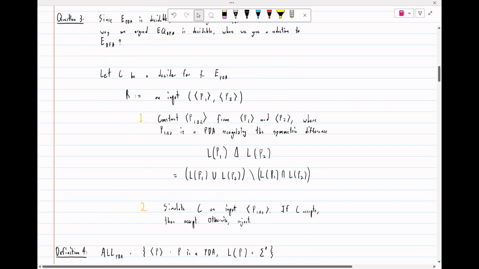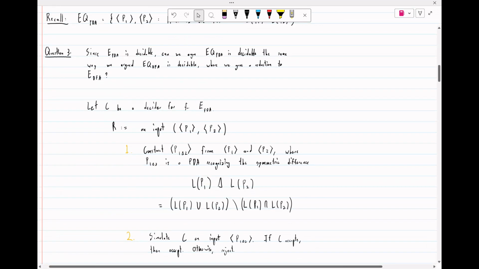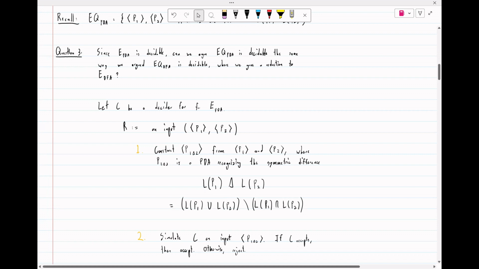So this is what we did. I've just copied and pasted the reduction that we did for DFAs, to show that EQ-DFA was decidable, but I've replaced the Ds with Ps. We're just trying naively to do the exact same thing with pushdown automata. So let's recap, forgetting that these were PDAs for a second, how the reduction from EQ-DFA to E-DFA worked.